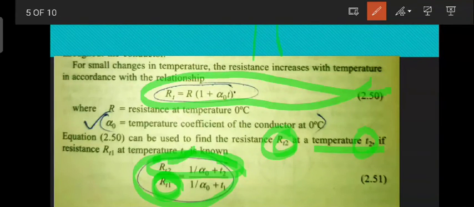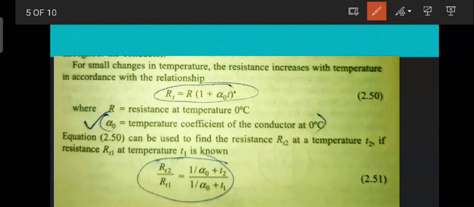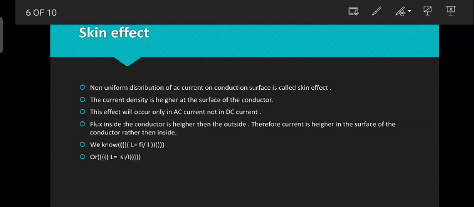So now let's see about the skin effect. What is skin effect in our overhead transmission line? It is not in our body, okay, it is on the transmission line. Going to the next slide. What does it say about the skin effect? There is a non-uniform distribution of AC current in a conductor. This is called the skin effect.